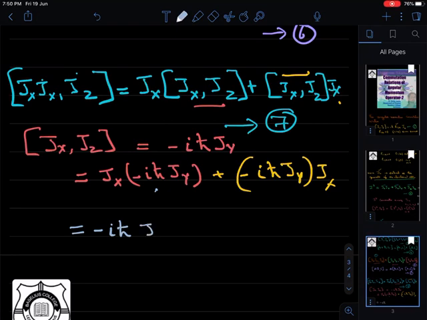So position is important, as I told you in the previous video. It is minus iħ jx jy. Again here you have minus iħ jy jx. So let's put it as equation number 8.